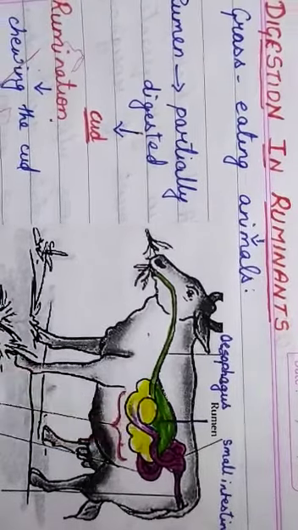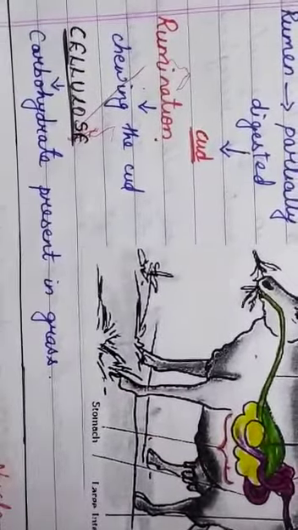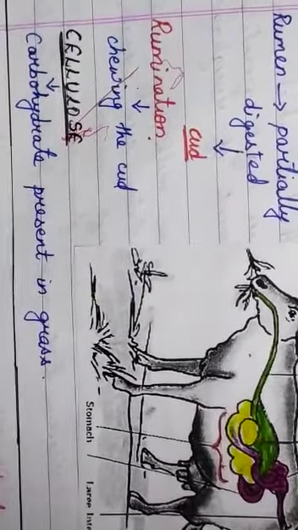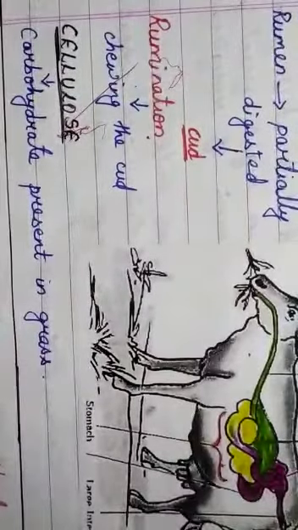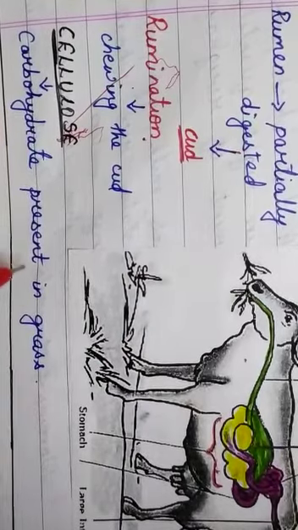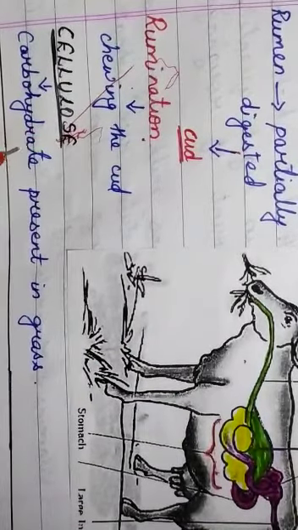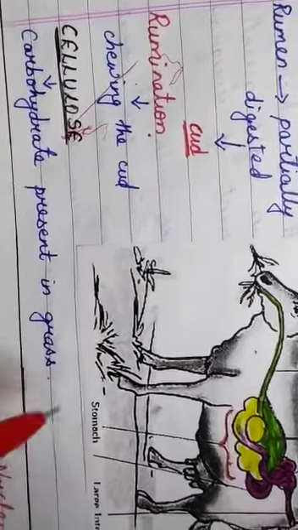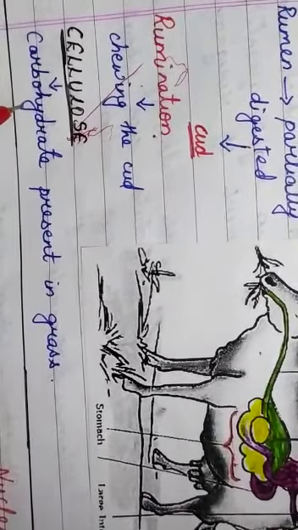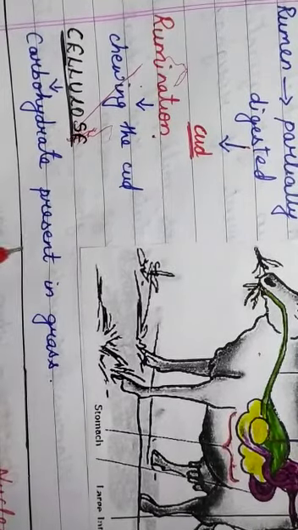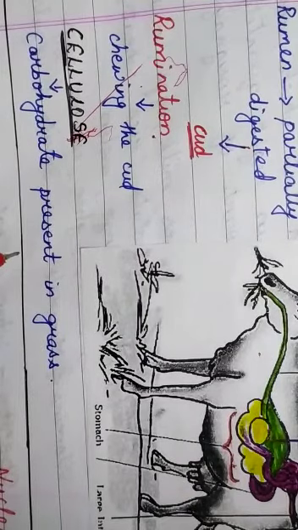Now when they eat this grass, the grass contains cellulose. What does the grass contain? The grass contains cellulose. Now cellulose is a kind of carbohydrate which is present in grass, and this cellulose can be digested only by the ruminants, not by human beings. Why? Because they have a special kind of bacteria which can digest the cellulose, and we human beings do not have those bacteria, so we cannot digest that cellulose.